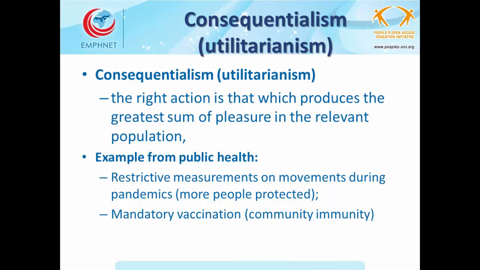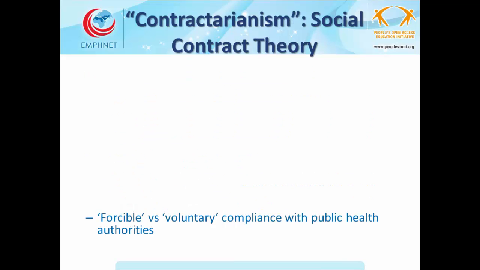Like consequentialism or utilitarianism, it's mainly about the consequences of an act. So the right action is what produces the greatest sum of pleasure in the relevant population. There are many schools, many definitions, but as I said, I'm trying to put it as simply as possible. The consequences matter, yes they do. For example, there are some restrictive measures on movement during pandemics, so that more people are protected, although it's at the expense of individual liberties and freedoms. There are also issues related to mandatory vaccination, to build the herd immunity of the community.